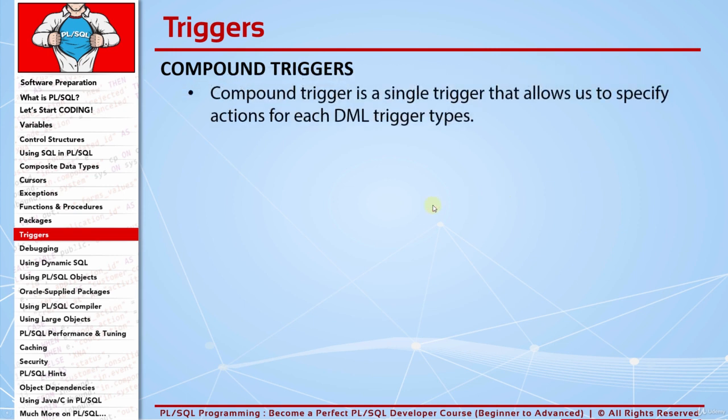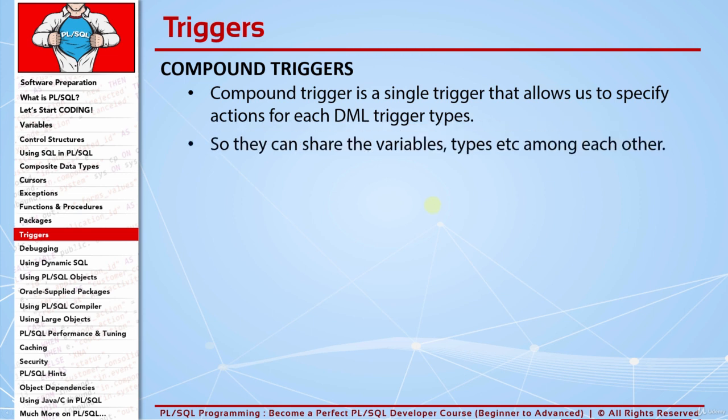The compound trigger is a single trigger on a table or view that allows us to specify actions for each trigger type that I mentioned right before. That means we can do all the levels of trigger actions in one trigger. So they can share the variables, types, etc. among each other.